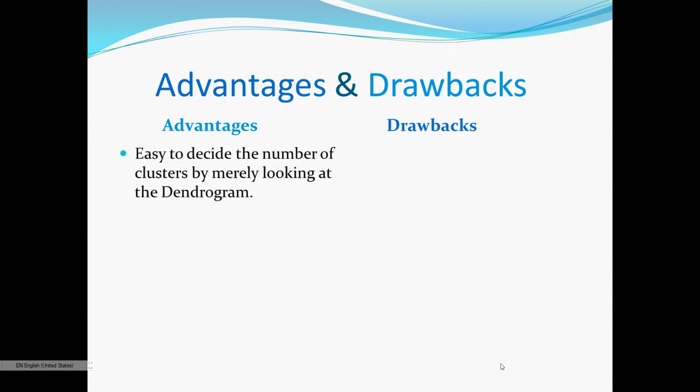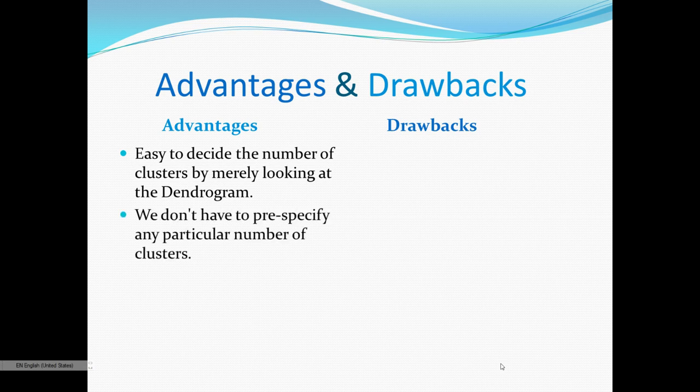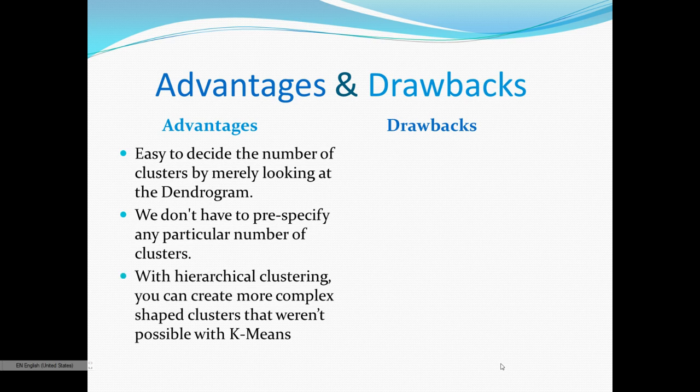Advantages and drawbacks. The advantages are that it is easy to decide the number of clusters by merely looking at the dendrogram. We don't have to pre-specify any particular number of clusters. With hierarchical clustering, we can create more complex shaped clusters that weren't possible with the k-means algorithm.